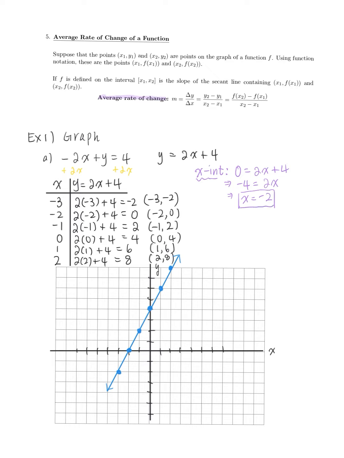If I did it that way, then all I have to do is plot x equals negative 2 here. And then let's go with the y-intercept. You set x equals 0 and then you solve for y. So you have y equals 2 times 0 plus 4, which means that y equals 4. So that is going to be our y-intercept. I will just plot it here. Then you just connect those two dots to draw the straight line.